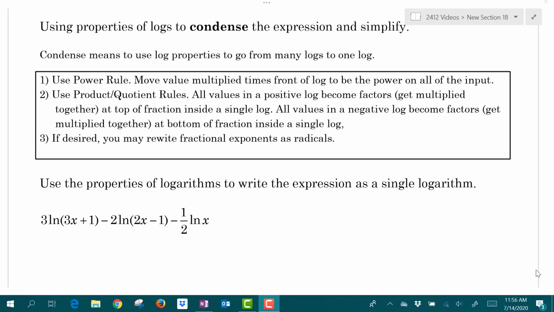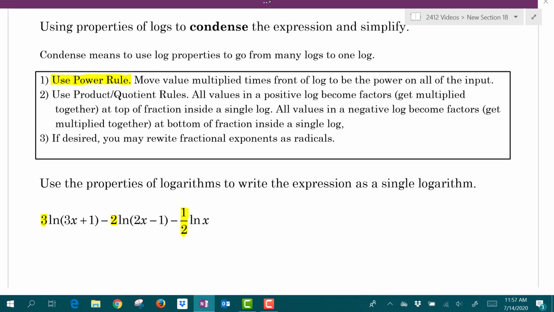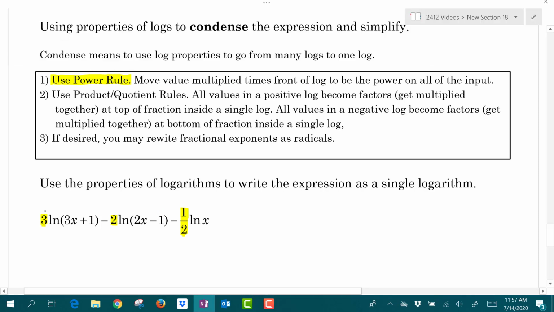The first thing that we're going to do is we're going to use that power rule. Now we're actually using the power rule sort of in reverse. We're going to look for any numbers that are out front of each log. Sometimes these are called the coefficients of the logs, but it's a number out front of the word log touching the L. Any value that's multiplied out front of a log, we're going to take those and put them back on as powers on all of the input for that log.